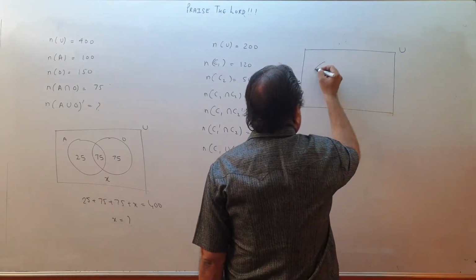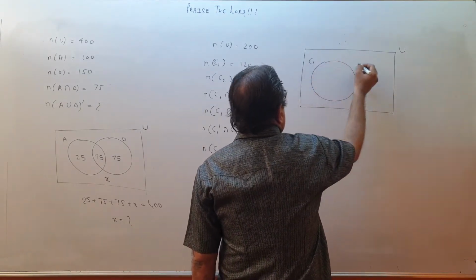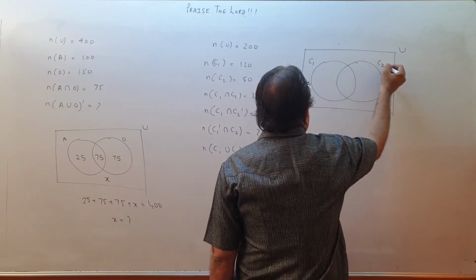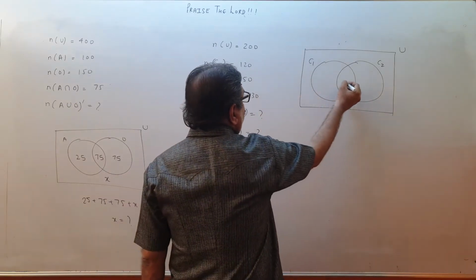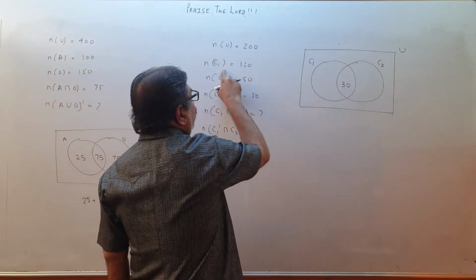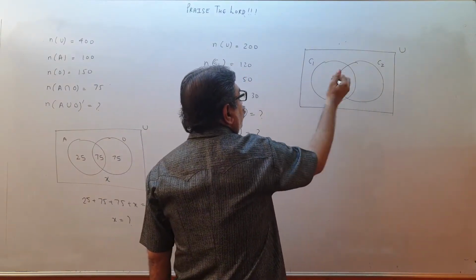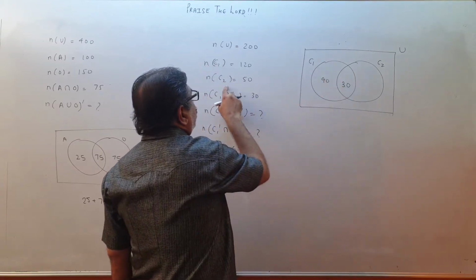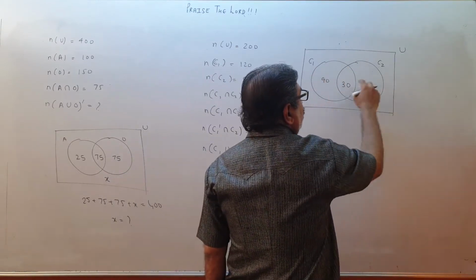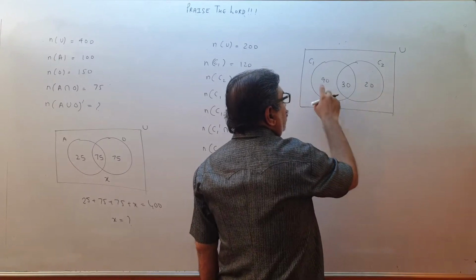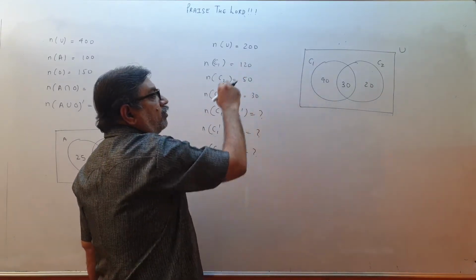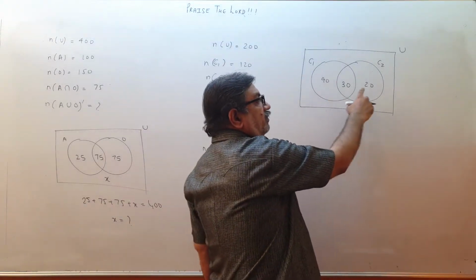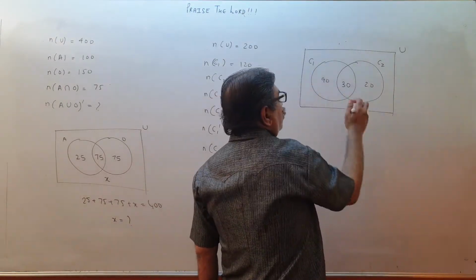Universal set, C1, C2. See, both exposure is 30. Always first fill up the intersection region. C1 has 120 people, so 90 here. C2 has 50 people, so 30 here, 20 here. 90 plus 30, 120, and 20 is 140. How many people are there totally? 200. So this is how much? 140. Total are 200, so here will be 60.